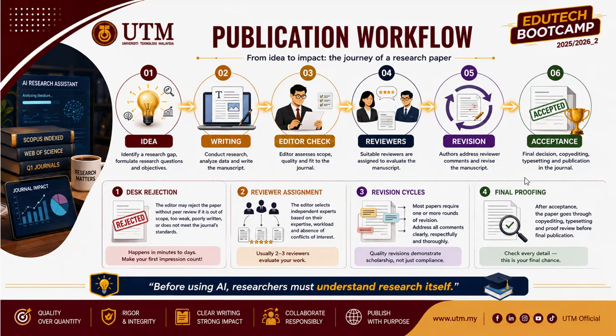So this is the flow of publication we follow in any journal, whether Scopus or otherwise. There is a desk rejection, reviewer assignment, and then multiple revision cycles. If you are not satisfying the reviewers, then revision 1, reviewer 2, reviewer 3.